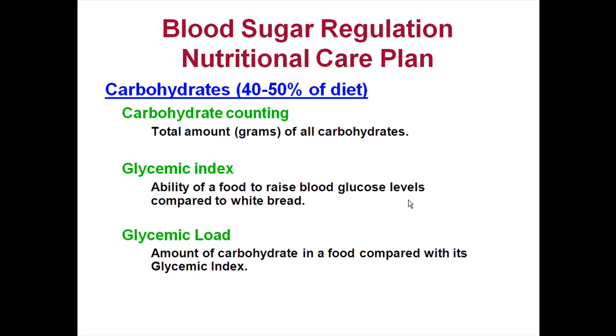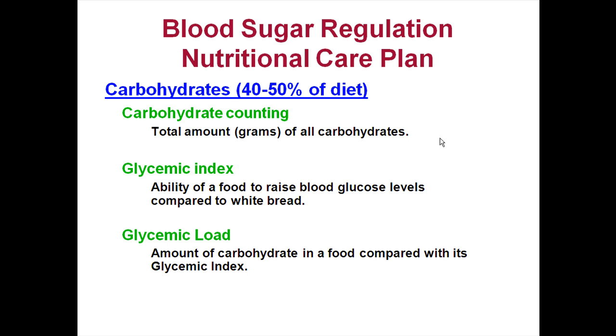So the blood sugar regulation nutritional care plan for diabetes and hypoglycemia would be pretty much the same, because they both deal with abnormal blood sugar regulation. Carbohydrate counting, which we will have a little assignment on later, is the main thing that patients will be sent home to do. They will be taught how to do carbohydrate counting, because carbohydrates are what's going to become sugars.